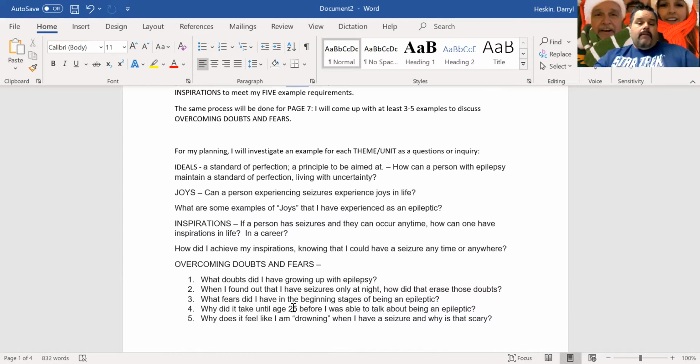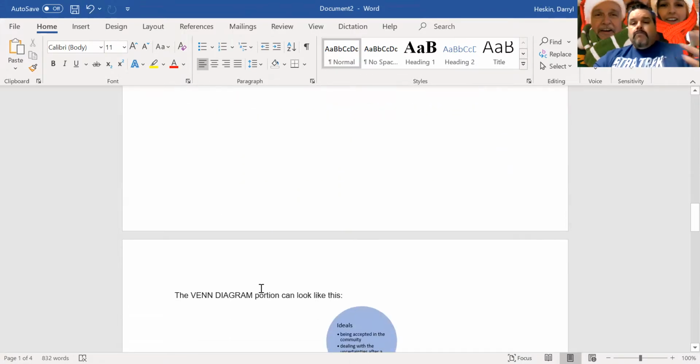And then we have page 7, we have overcoming doubts and fears. So I've come up with 5 inquiry questions. And so what doubts did I have growing up with epilepsy? When I found out I have seizures only at night, how did that erase those doubts? What fears did I have in the beginning of stages of being an epileptic? Why did it take until age 25 before I was able to talk about being an epileptic? And why does it feel like I'm drowning when I have a seizure, and why is that scary? Okay, so that's pretty much the bulk of the paper or the project itself.